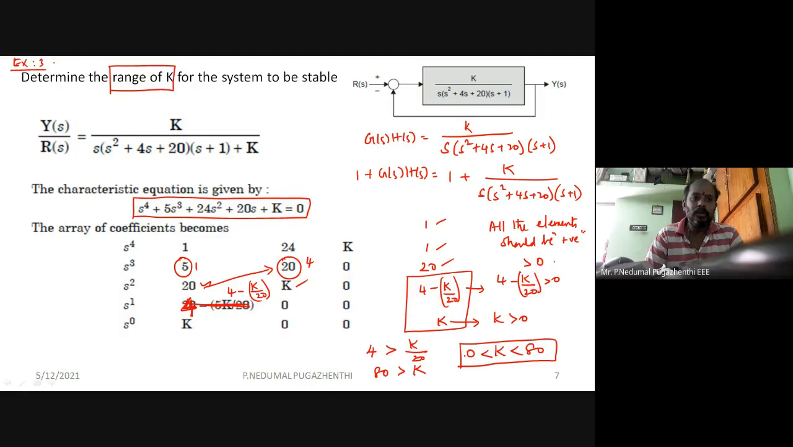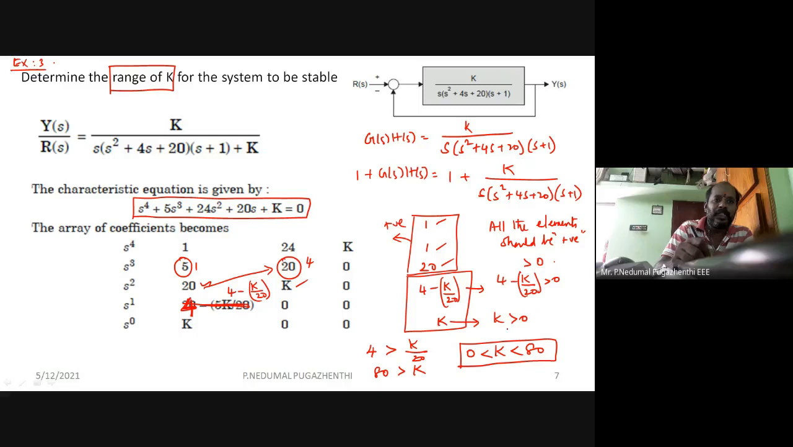Only two elements are there which should be greater than 0. The other three elements, 1, 1 and 20, are already greater than 0, so this condition is already satisfied. To be positive, these two elements have to be greater than 0. And k should be greater than 0, that is accepted.